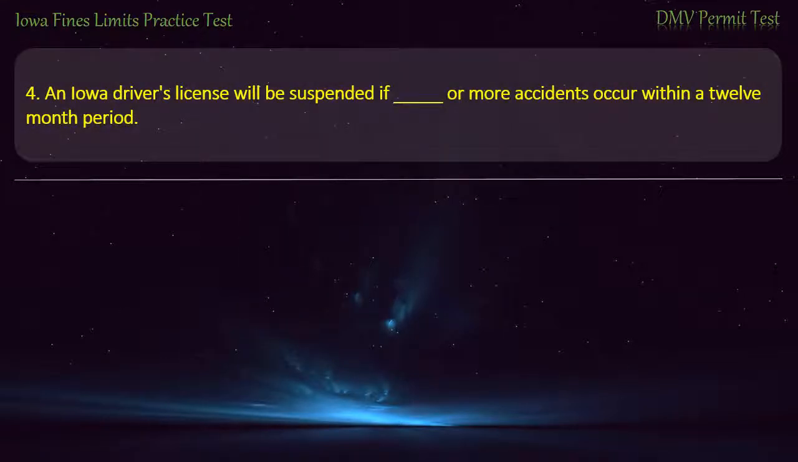Question 4. An Iowa driver's license will be suspended if blank or more accidents occur within a 12-month period. 4. 5. 2. 3. Answer. 3.